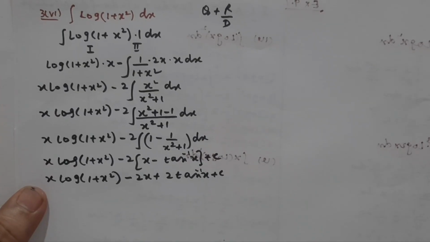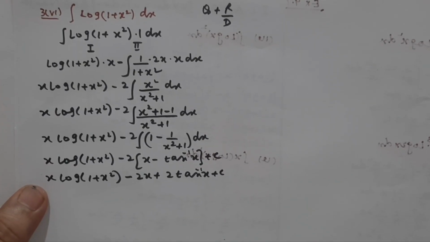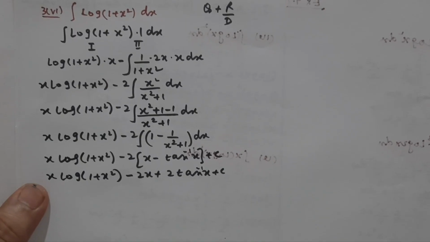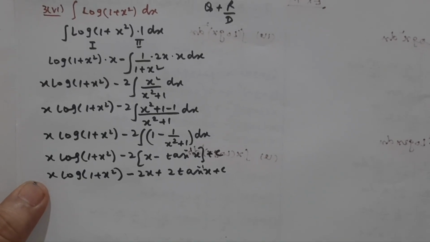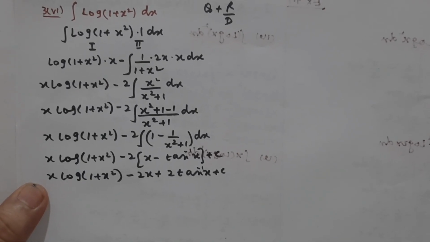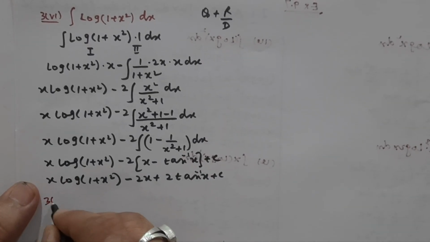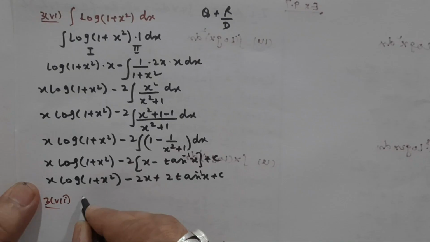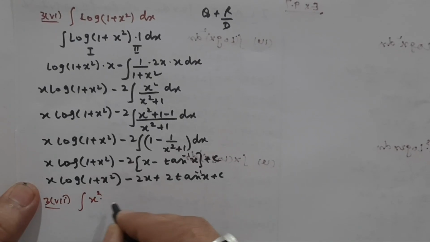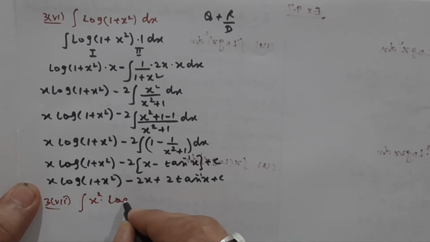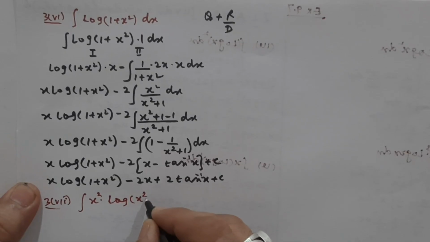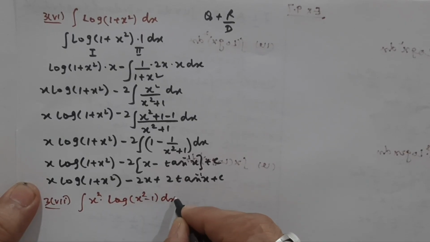So I hope this is clear to you students. Now let us move to the next part. Then the next part is x square into log x square minus 1. Seventh part. Now let us see third question, seventh part: integral of x square into log x square minus 1 dx.